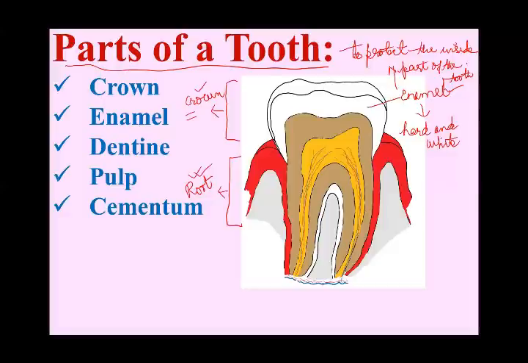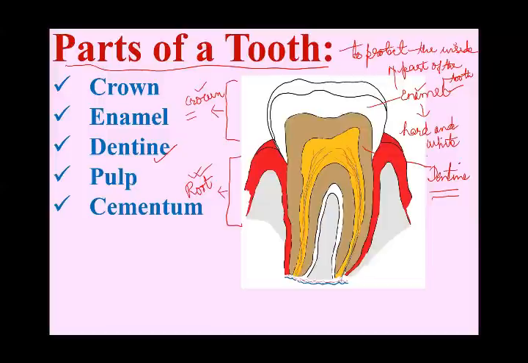Now the next part of the tooth is dentine. It is shown of brown color here, and it is hard, but not as hard as enamel is. That is, enamel is more hard than the dentine. And the function of this dentine is to protect the innermost part of the tooth called the pulp.